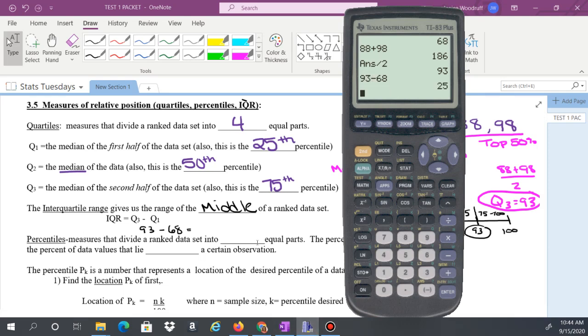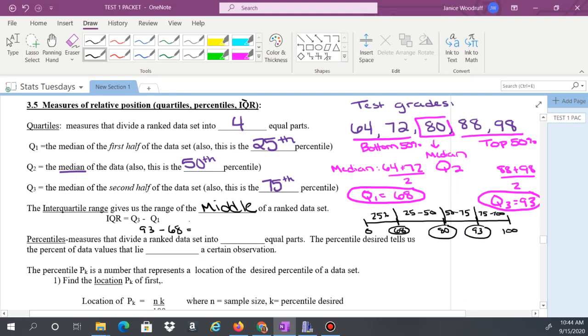And we get 25. Okay, so between the 25th percentile and the 75th percentile, there's a dispersion of 25 points, from 68 to 93, which basically means if that's the middle of your data, that's where most of the kids scored, if you're looking at test grades. Most students got between a 68 and a 93 because that's the middle 50% of your data.